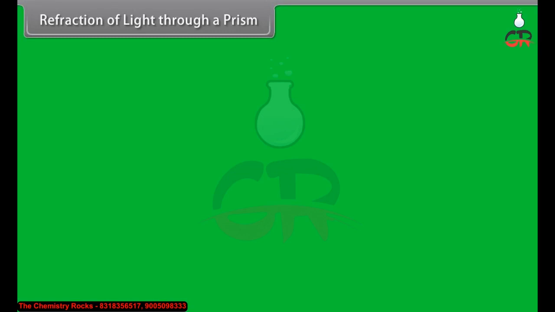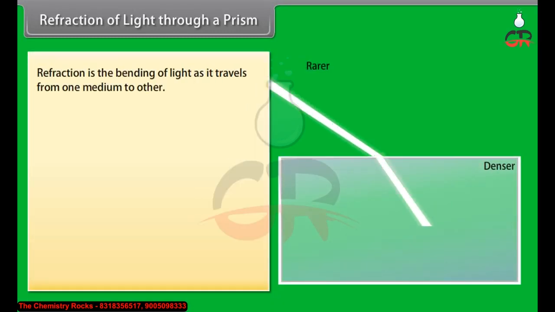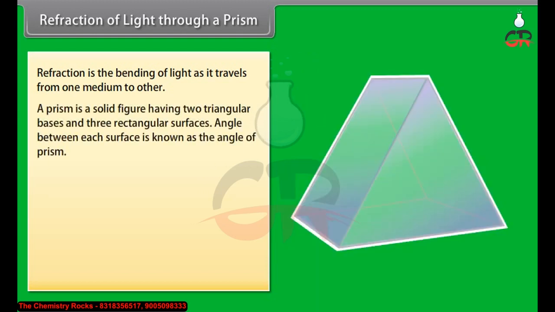Refraction of light through a prism. Refraction is the bending of light as it travels from one medium to other. In this section, we shall discuss the phenomenon of refraction by a glass prism. A prism is a solid figure having 2 triangular bases and 3 rectangular surfaces. Angle between each surface is known as the angle of prism.